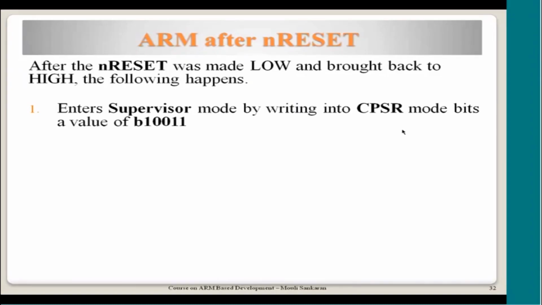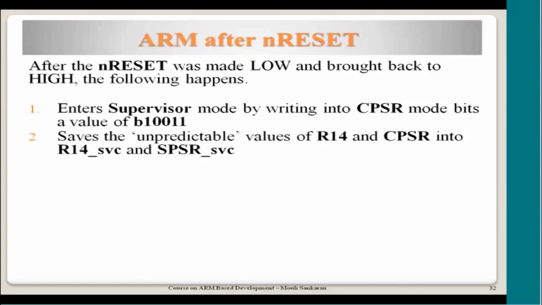So when reset is given, either because of power on or it is given forcibly by some external circuitry, the processor enters the supervisor mode. What does it mean? The LSB 5 bits of the CPSR is made 10011, which corresponds to supervisor mode. If you recall, I told that supervisor mode has the same set of user registers, but it has got its own SPSR, as well as it has got write access to the CPSR.